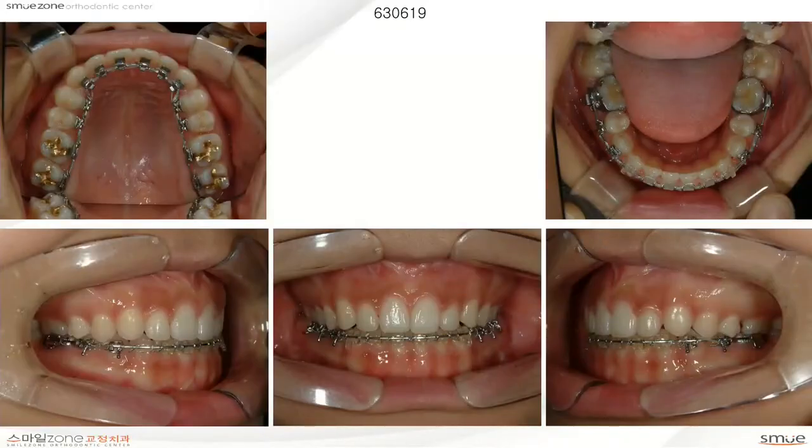After normal leveling and alignment, actually the Alias lingual bracket is not a rectangular one. It is a square type, so 18 slot. So 18 by 18 stainless steel is the full size arch wire.